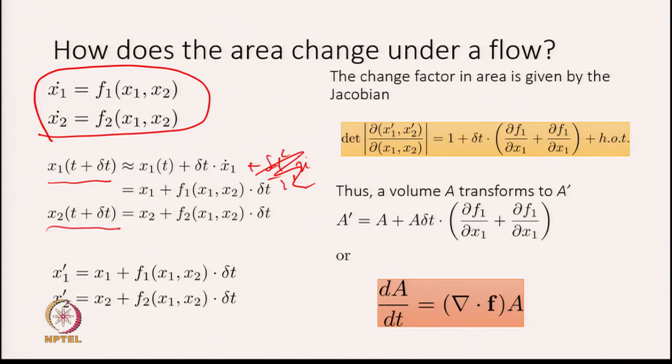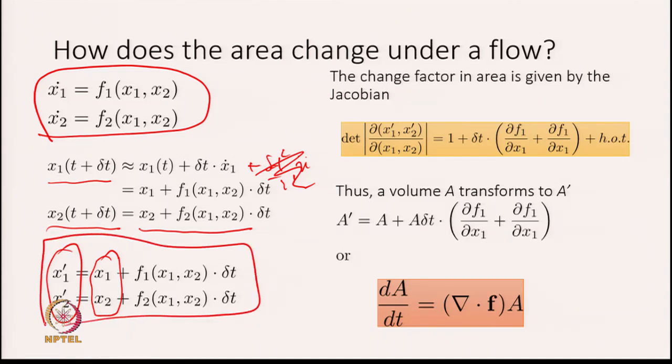Similarly, x2 at a time t plus delta t is just x2 plus delta t times f2 of x1 and x2. Or I can rewrite this, in terms of the old coordinates x1 and x2 and the new coordinates x1 prime and x2 prime, as the following linear equation.